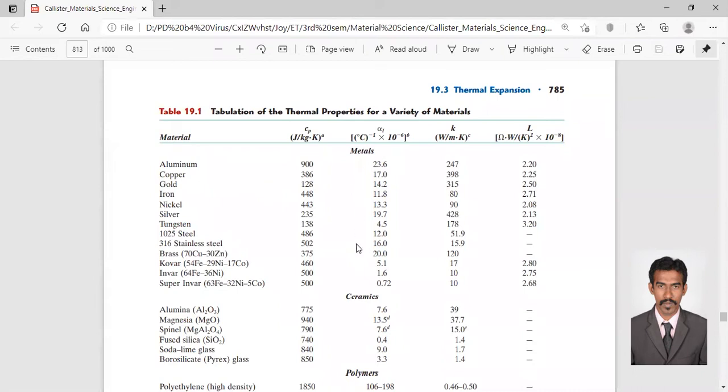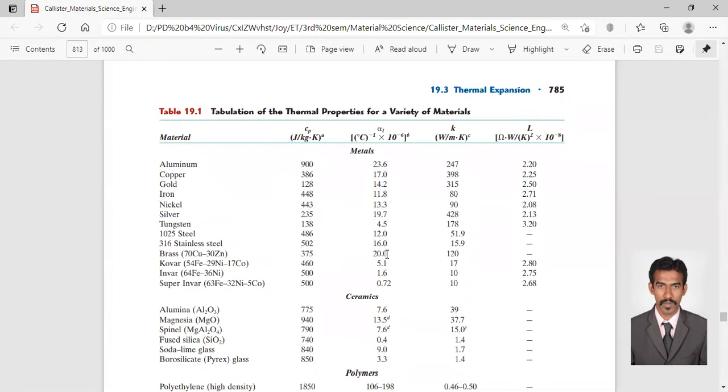Then I have alpha, that is the thermal expansion coefficient, right? There, if you see, aluminum has the highest thermal expansion coefficient, and silver is 19. Also, we have brass, that is around 20. So these are the metals that have at least a little bit higher thermal expansions.